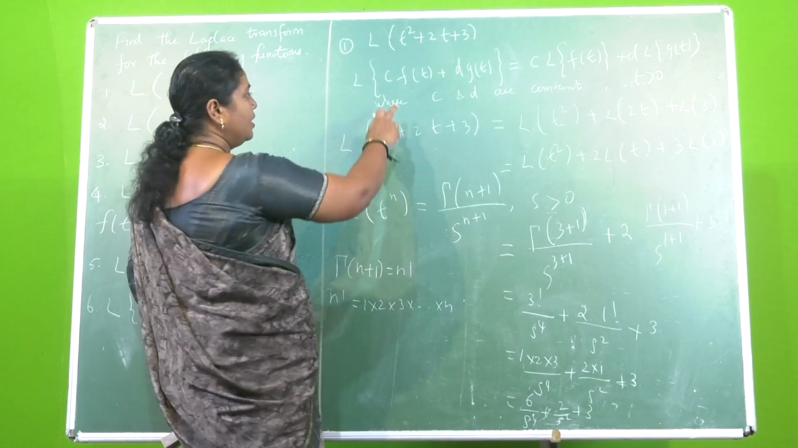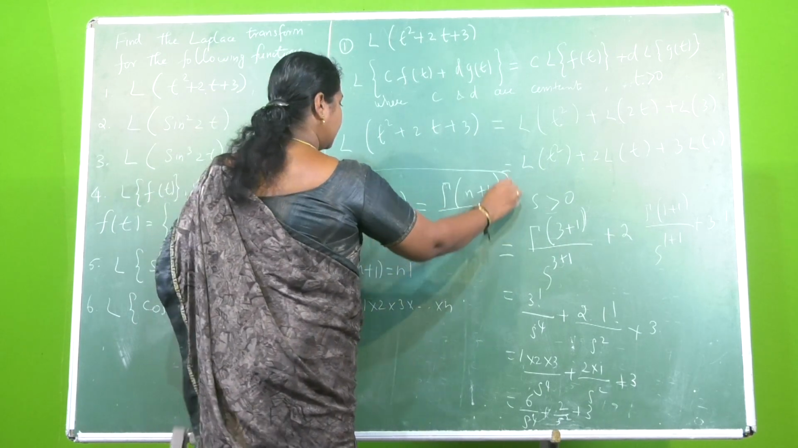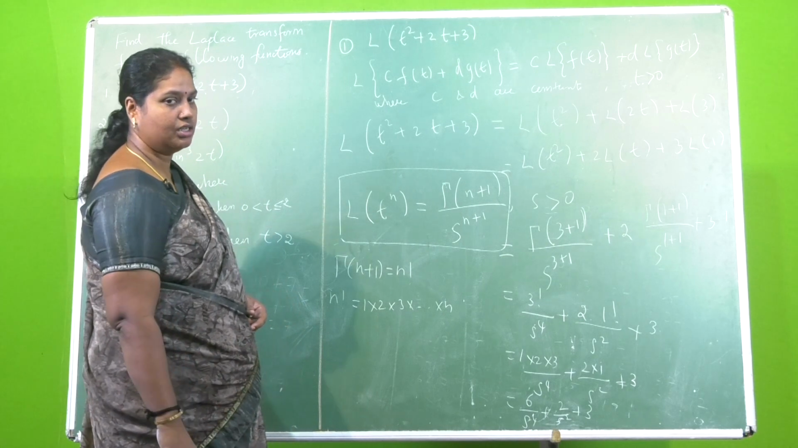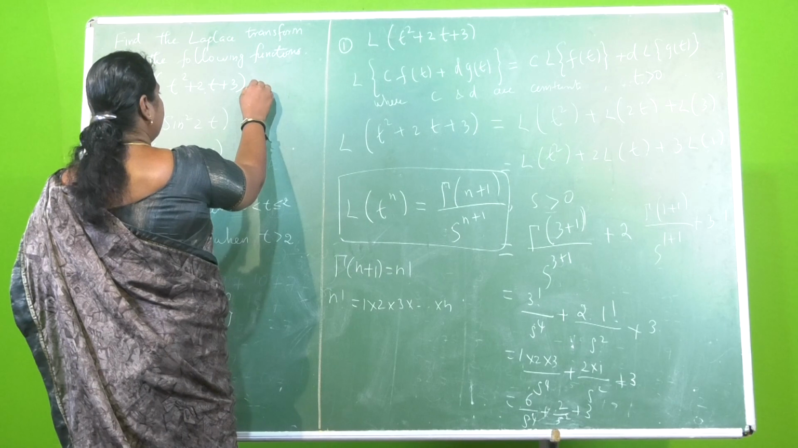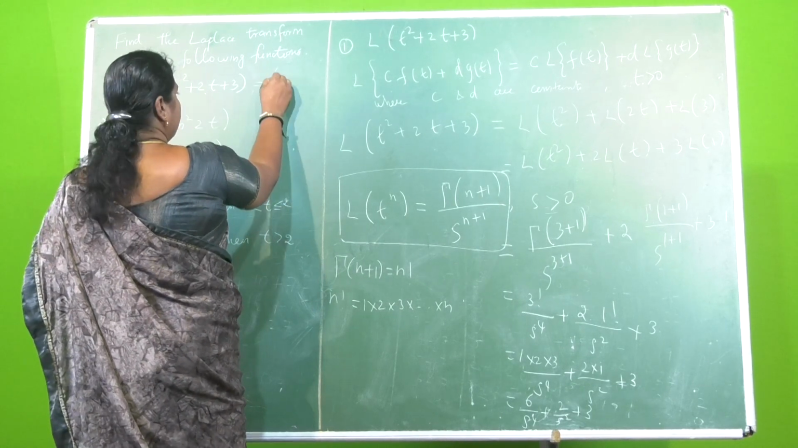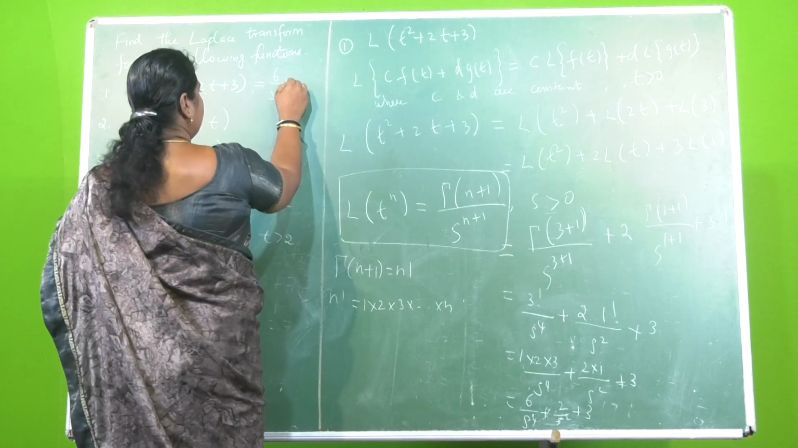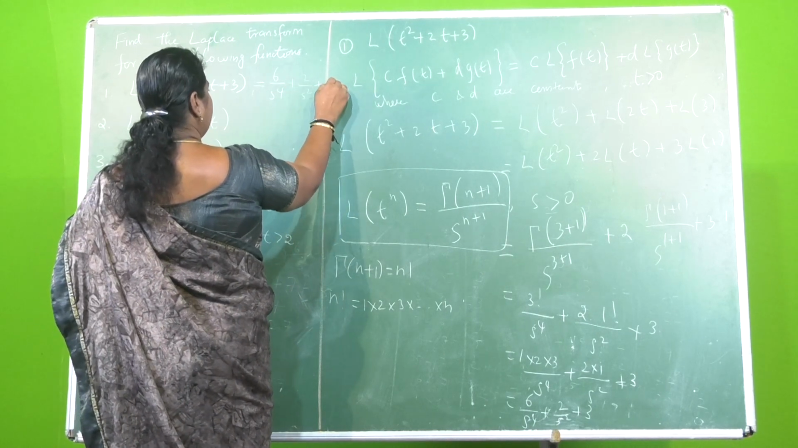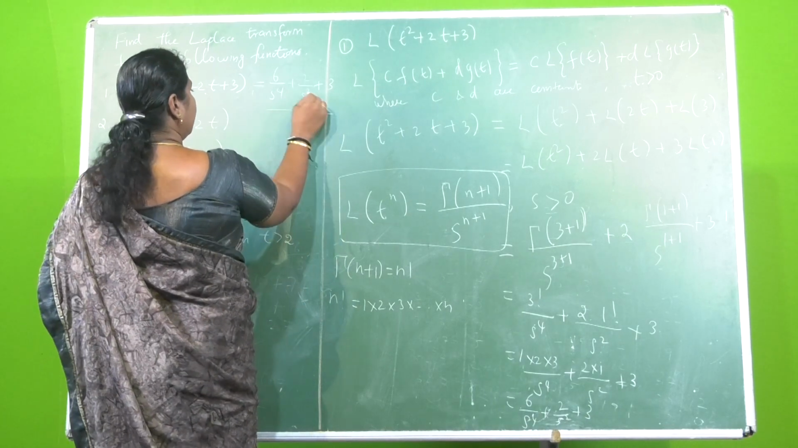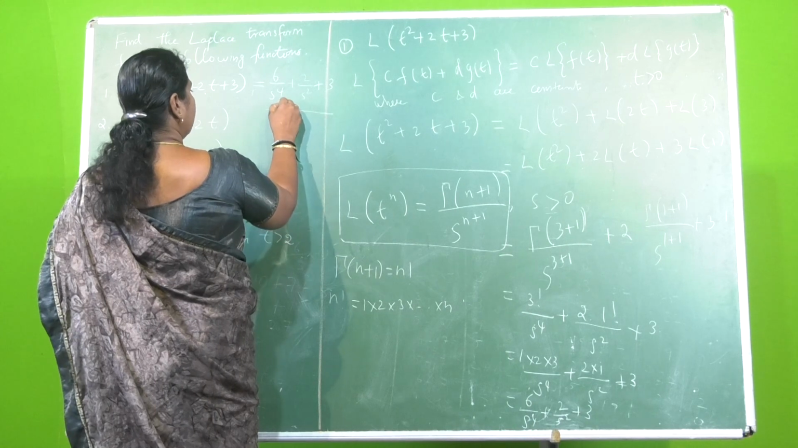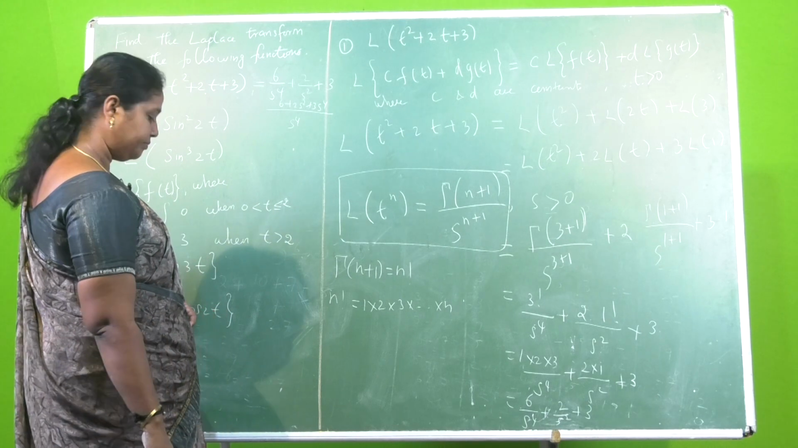we need Laplace transform's linear property and also the formula of Laplace transform of t power n, the basic function. Okay. So now at last we found the answer. What is this? This is nothing but 6 by s power 4 plus 2 by s square plus 3. If you want, you can take the LCM. If you take the LCM in the denominator, you will get s power 4, and the numerator 6 plus 2 s square plus 3 s power 4.